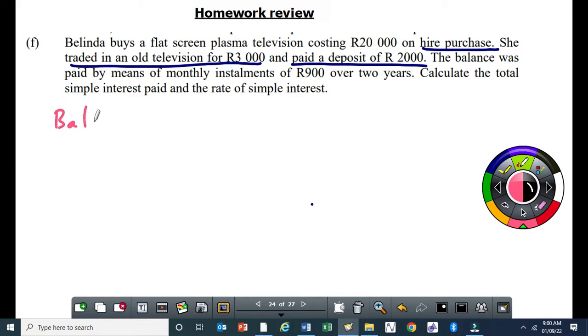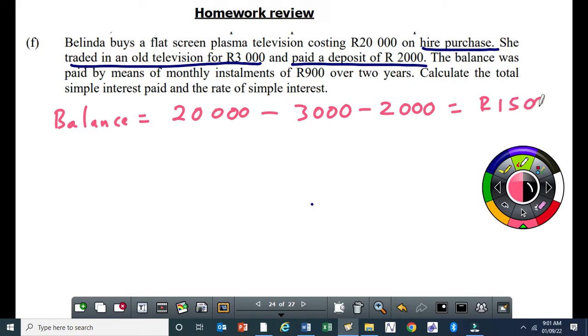In this case, the balance will be equal to 20,000 rand minus the 3,000, which was the trade-in value of the old television, minus the deposit. So in total, she ended up borrowing 15,000 rand. Now she paid monthly installments of 900 over 2 years. So we need to calculate the total of the simple interest paid.